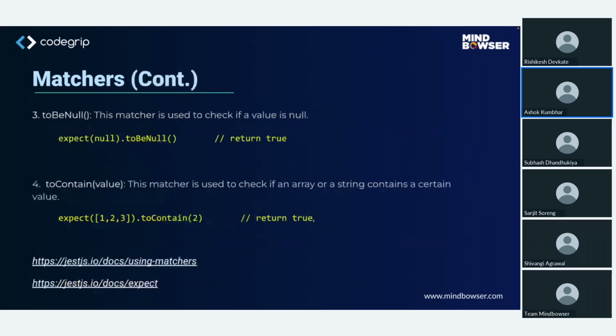Now we can see other matchers. If we have a null value to compare, we can use expect null, and toBeNull is the matcher that will be used to match the null value. Here we can use toBeNull, or another way is to use toBe with null in brackets, which will also check for null values. Also we can use the toContain matcher to check whether the array contains this value or not. So we can write the expected value like this. Okay, and here are some reference links for the matchers.